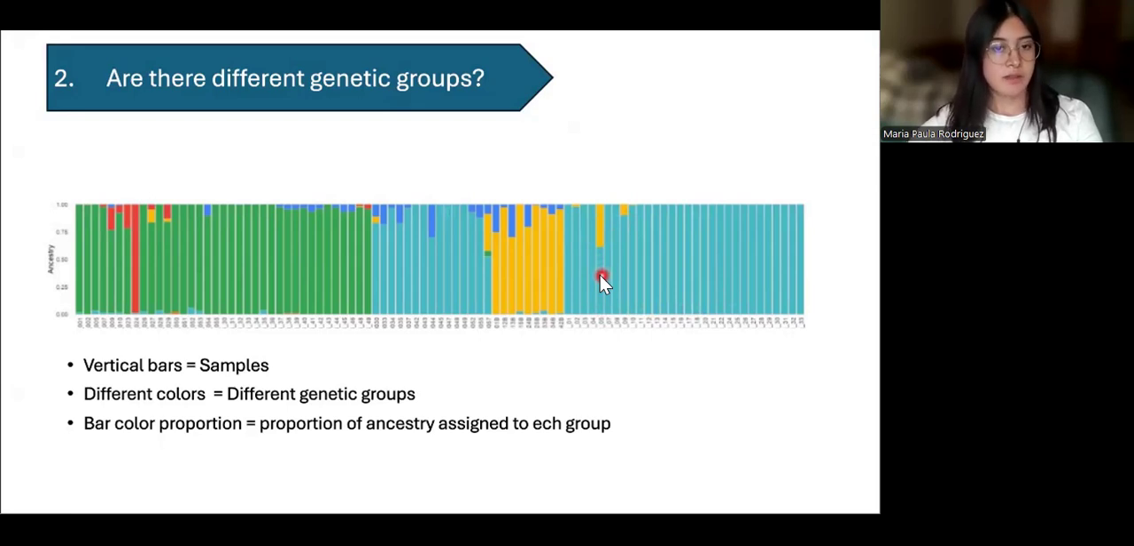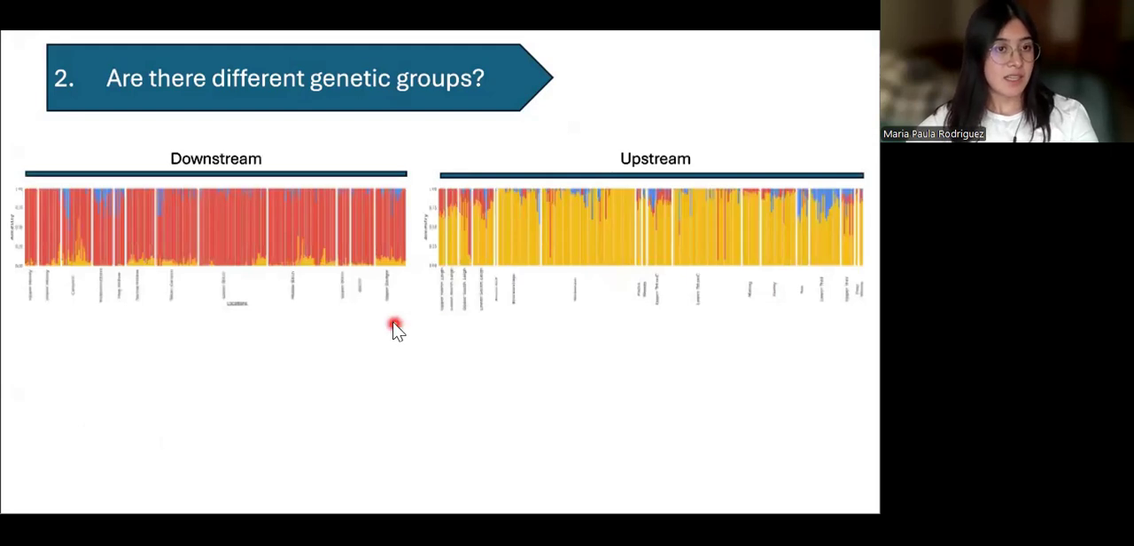hybrid individuals. That said, the analysis found that globally, populations below and above the dam can be identified as genetically different, shown respectively in red and yellow. This indicates that the main population genetic differentiation coincides with the location of the dam.